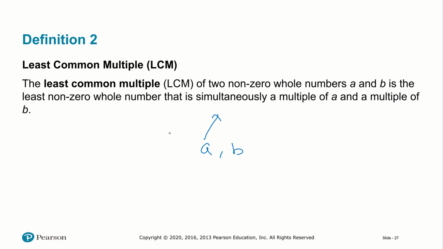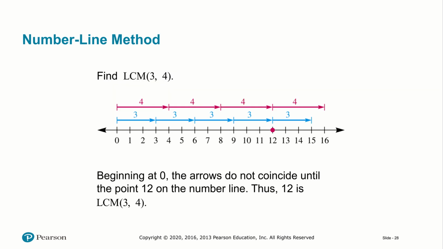Find the smallest number that they both go into, and that will be the LCM of A and B, as opposed to the GCD, which is the smallest number that goes into both of them. Okay? There we go. All right, so here's a very visual way of finding the LCM. It's very powerful, and it helps younger students understand it.